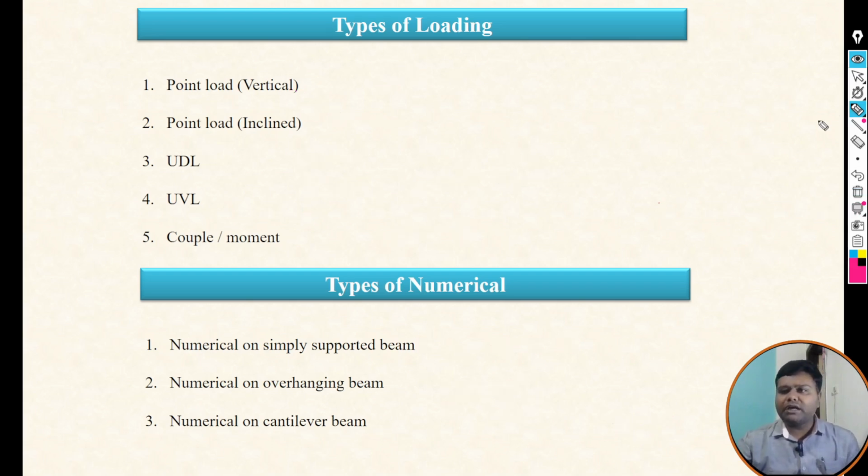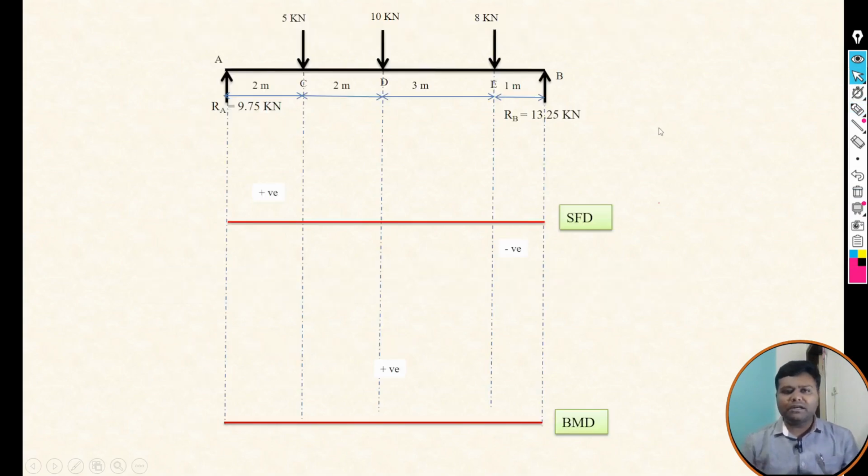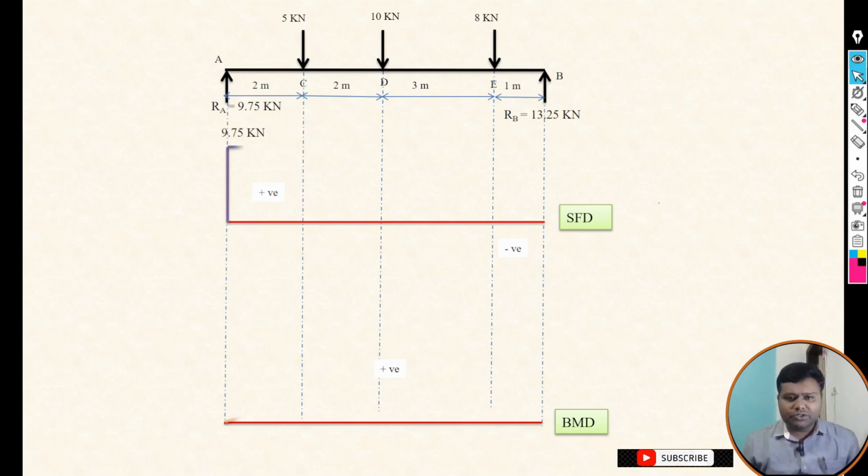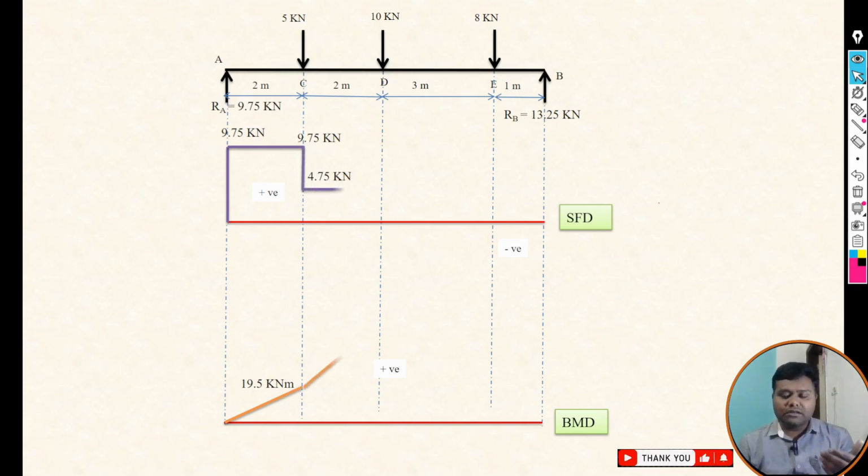diagram. And today we are going to discuss only a simple numerical, that is a simply supported beam carrying three point loads, that is 5 kilonewton, 10 kilonewton and 8 kilonewton, and they act at 2 meter from point A, then 2 meter from point C, 3 meter from point D. Okay, so distances are there, and we need to calculate the shear force and bending moment diagram. So first we will see how the shear force and bending moment diagram looks for this particular load. Okay, so this is the shear force and bending moment diagram that we are now calculating.